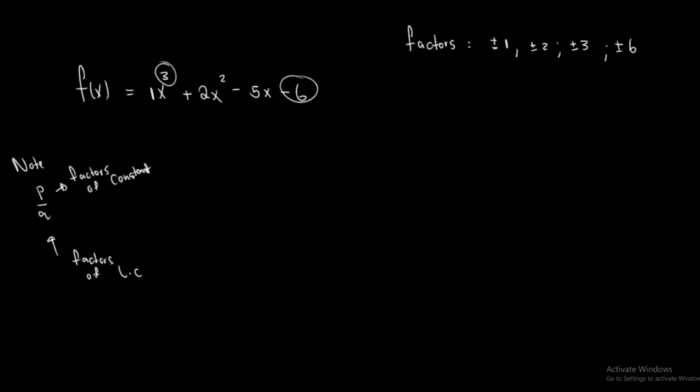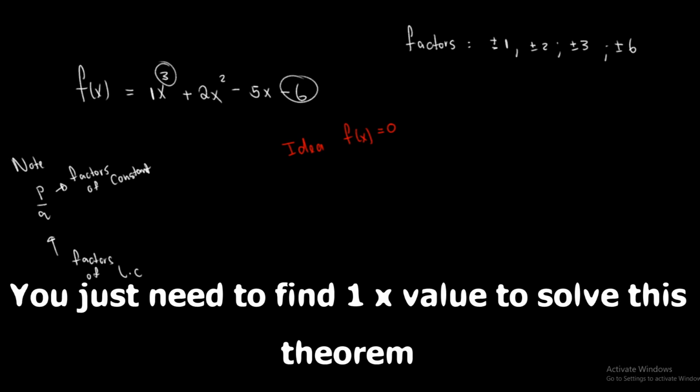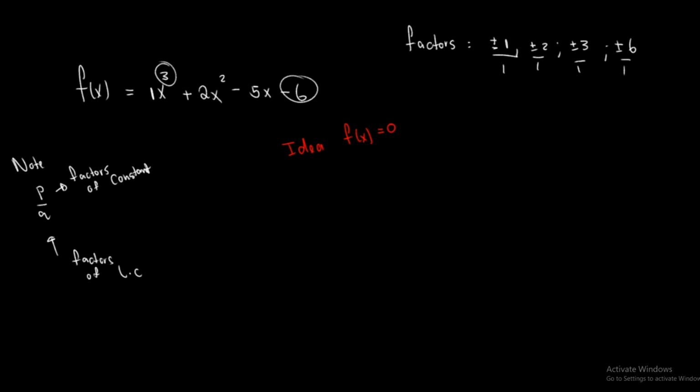So the idea is to find the f of x at some x value which is equal to 0. Now I have to first place this all over 1 because remember it's p over q. So the factors of my leading coefficient is simply 1. So let's test this now. You don't have to write this, I'm just doing this for the video. Let's find the f of x where it's equal to 0 at some value. Okay, I'm going to start by testing x is 1.